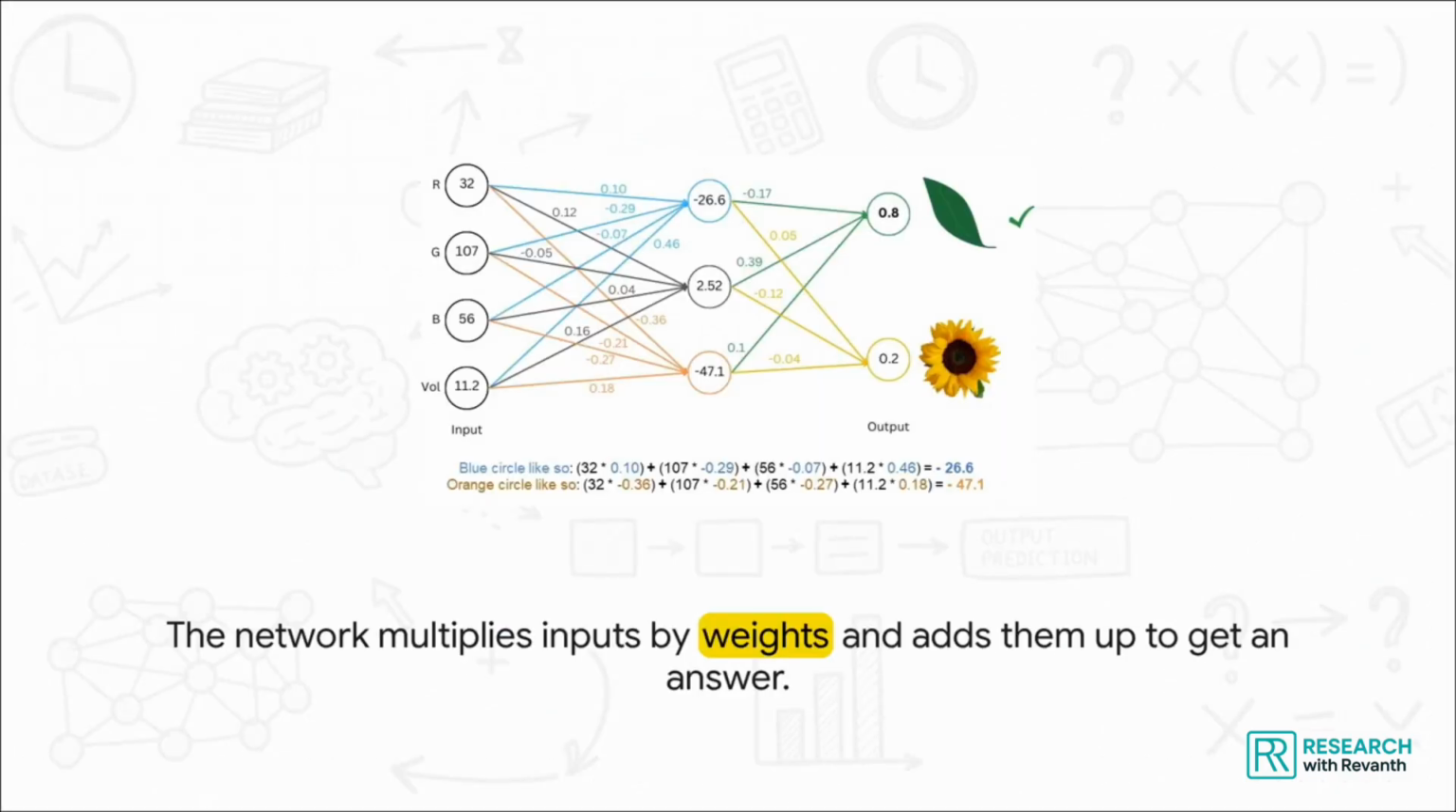And here's what the network does with those numbers. It's shockingly simple. It takes each of our input numbers, the R, G, B, and volume, and multiplies it by another number, called a weight. You can see those weights on the lines connecting the circles. Then it just adds them all up. That's pretty much the entire operation. Multiply, add, repeat. That's the secret sauce.